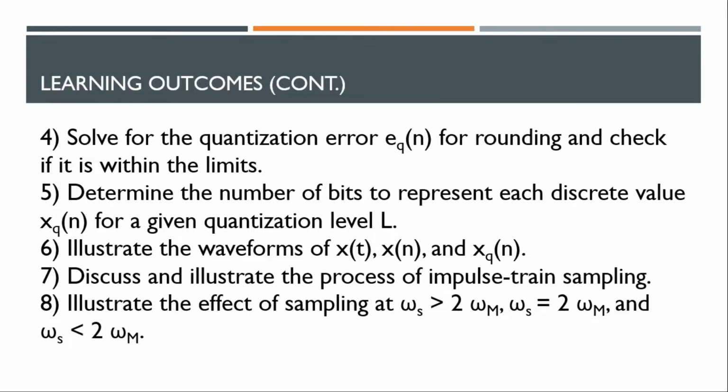And number 8, illustrate the effect of sampling at omega sub s greater than twice the value of omega sub m, omega sub s equals twice the value of omega sub m, and omega sub s less than twice the value of omega sub m.